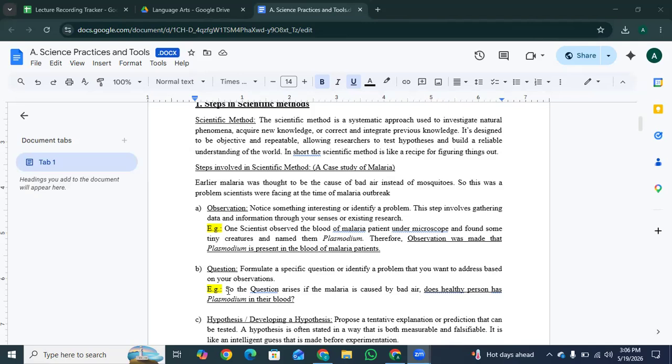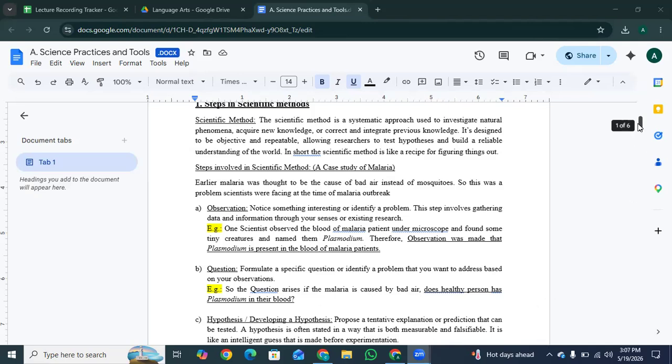For example, the question arises: if malaria is caused by bad air, does a healthy person have plasmodium in their blood? People thought bad air caused malaria, but scientists kept finding these tiny creatures in sick people, so a question naturally popped up. If malaria is caused by bad air, does a healthy person also have plasmodium in their blood? This is basically the main question.